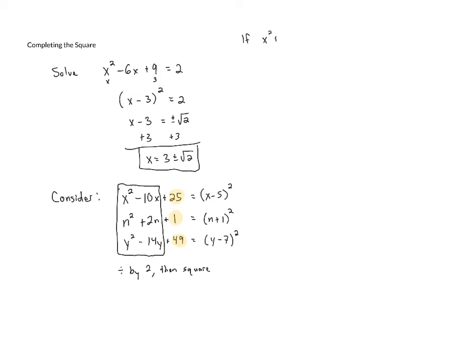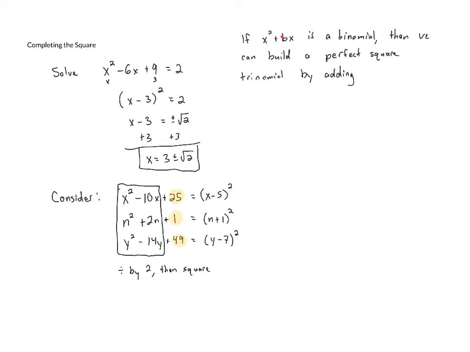If x squared plus bx, some number times x, is a binomial, then we can build a perfect square trinomial by adding... what do we add again?